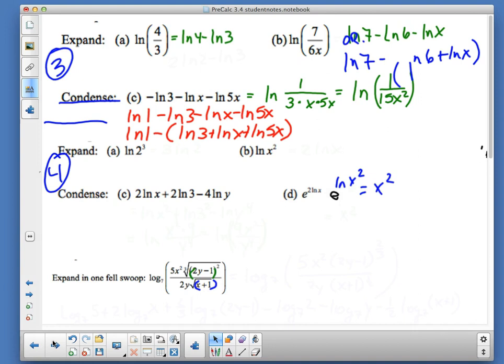Now expanding. Natural log of 2 to the third would push me to say 3 the natural log of 2. I should have 2 the natural log of x. I've got to condense in this next one. So go ahead, do 4C, D, and then go for the expand in one big step without breaking it down.